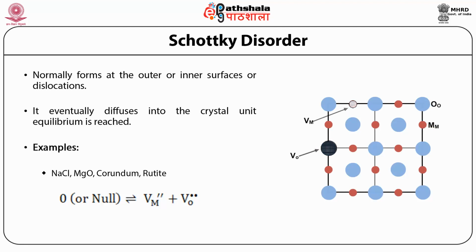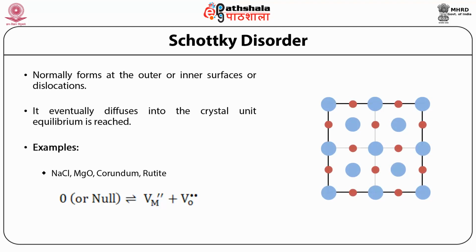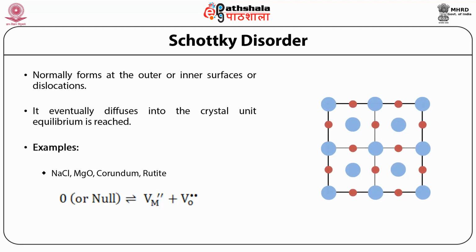Let me recall that V_M double prime corresponds to a charged metal vacancy, whereas M_i double star corresponds to charged metal or oxygen interstitials. This defect is preferred when cations and anions are of comparable size. Some other examples of such defects are rock salt structures also.